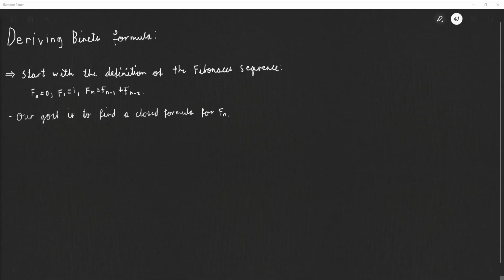So today we're going to be going over how to derive Binet's formula. And Binet's formula lets you jump directly to the nth Fibonacci number without computing all the previous ones.